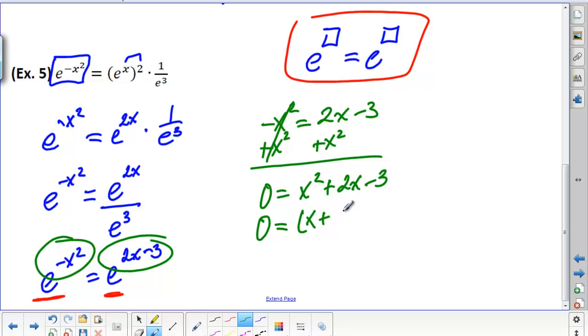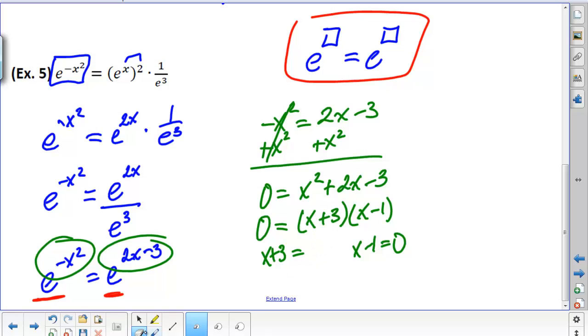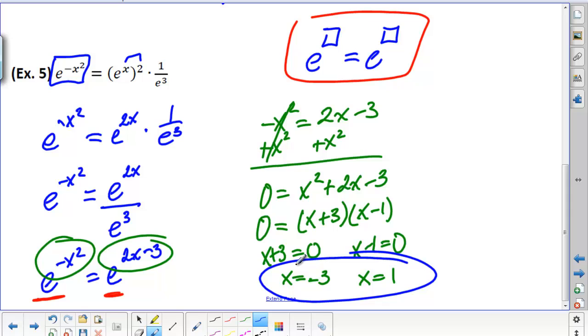Two numbers that multiply to negative 3 and add to 2. Just like that. And then set these equal to 0. If you think back to the last chapter, you could also say, what are the zeros here? If you remember that. x plus 3, x minus 1. The zeros are, whoops, I'm getting ahead of myself. Negative 3 and positive 1. So there are our solutions to our equation right there. Two solutions.